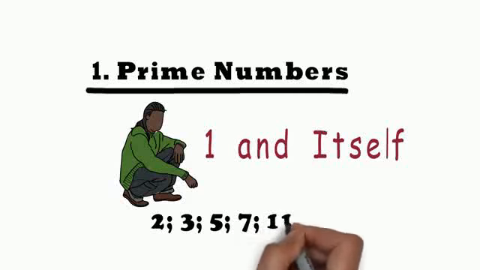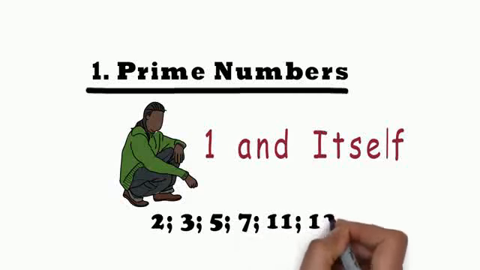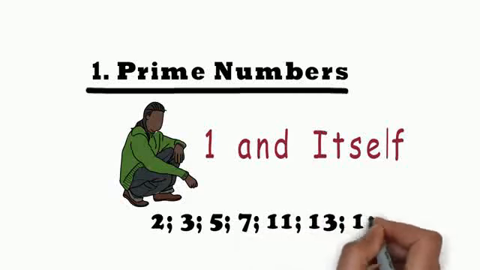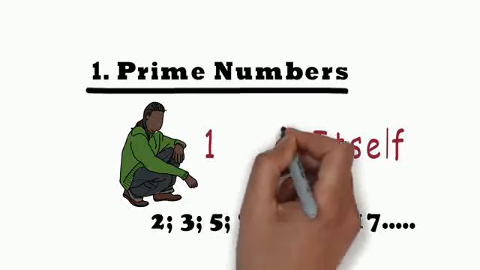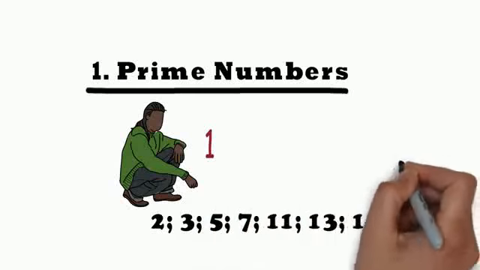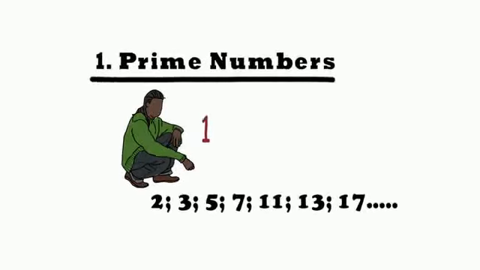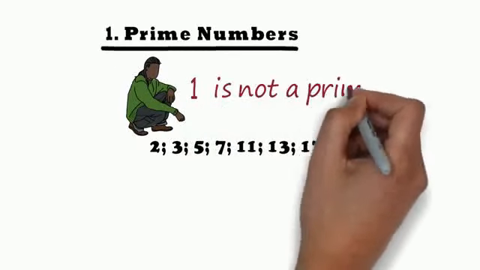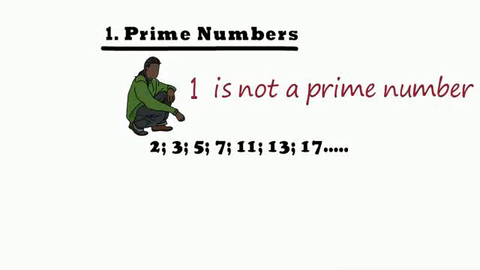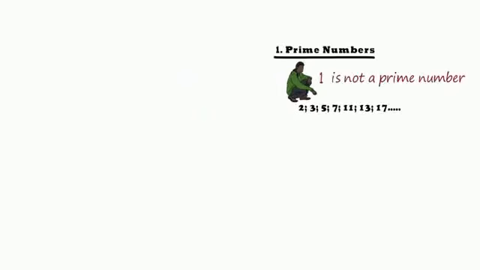So 2, 3, 5, 7, 11, 13, 17, as you go, all of these are prime numbers. But here's the catch. Like I asked, is 1 a prime number? No. 1 is not a prime number. That's why we started at 2, 3, 5, 7, 13, and 17. Because 1 is not a prime number.